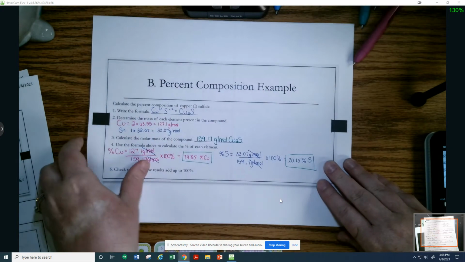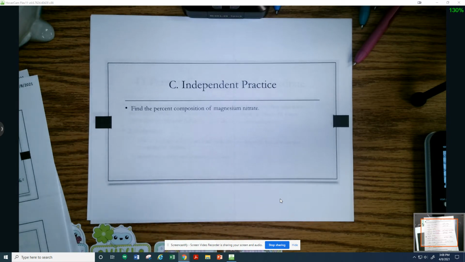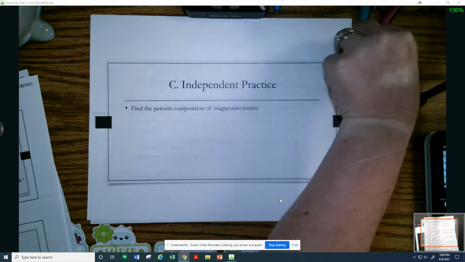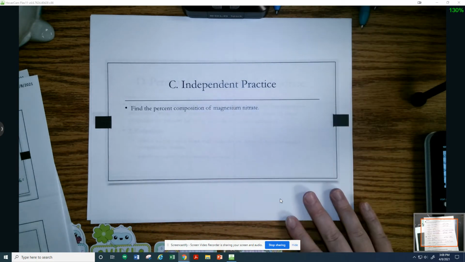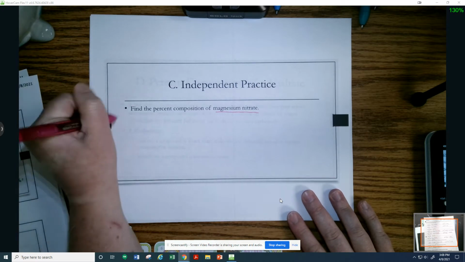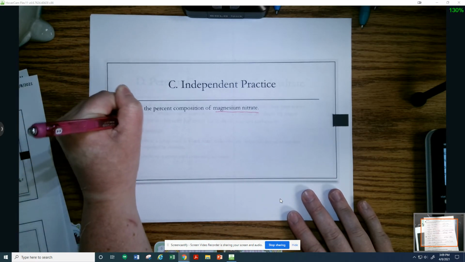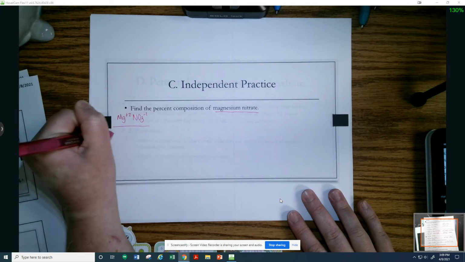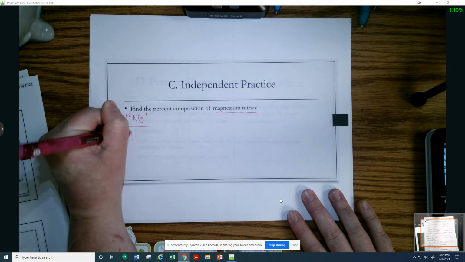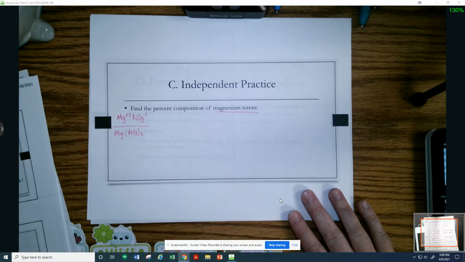So I have a second practice problem that works with percent composition with magnesium nitrate. I would highly encourage you pausing the video and trying to work it out for yourself. So the first thing you need to do is you need to get a formula. Magnesium nitrate. Magnesium is Mg 2+. Nitrate is NO3 1-. Therefore, it is Mg(NO3)2. That was the first step.